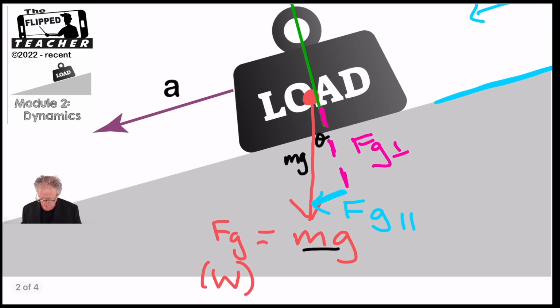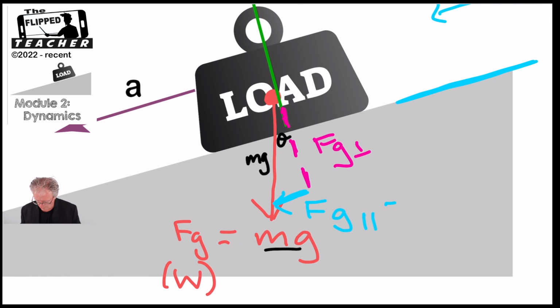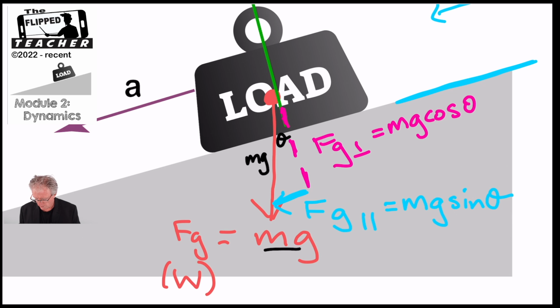So let's write that in. I'm just going to go across here. So FG parallel is equal to mg sine theta. And if I have a look at my adjacent side, the FG perpendicular, then that is adjacent over hypotenuse, which is cos. So we write that in. So that's mg cos theta.